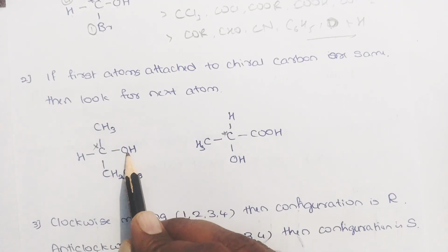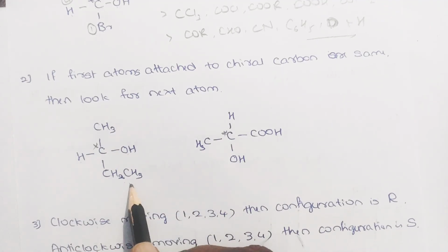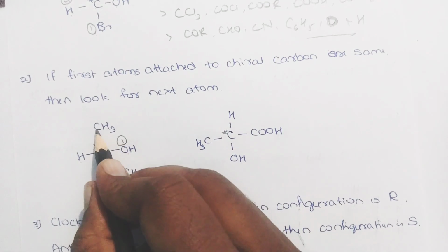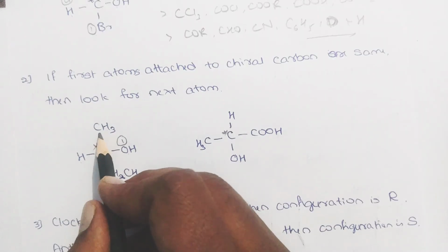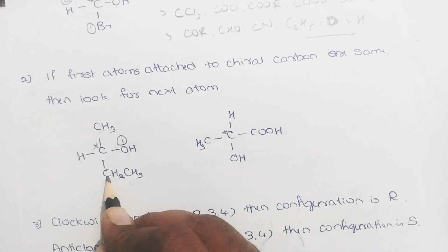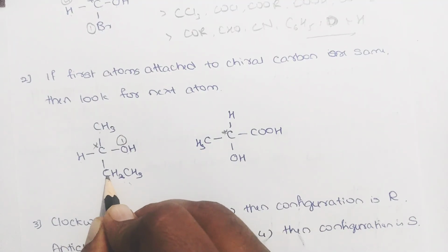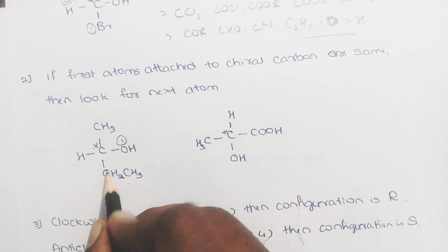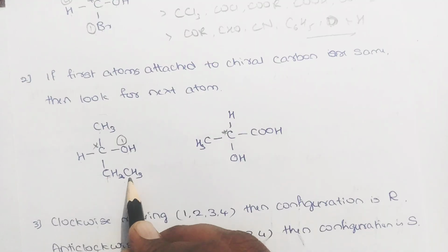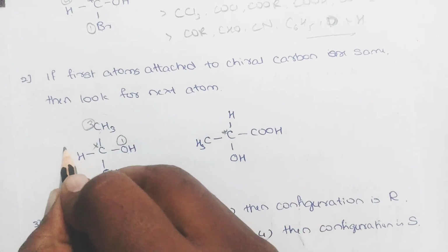See here, this is OH, CH3, H and CH2CH3. Here the OH gets the higher priority because carbon gets the lower priority. This is also having carbon, this is also having carbon. But this carbon makes one bond with one hydrogen, another bond with another hydrogen, and one bond with this carbon. So this is directly attached to 3 hydrogens, but this is attached to 2 hydrogens and 1 carbon. So it gets the second priority, this gets the third priority, and this gets the fourth priority.